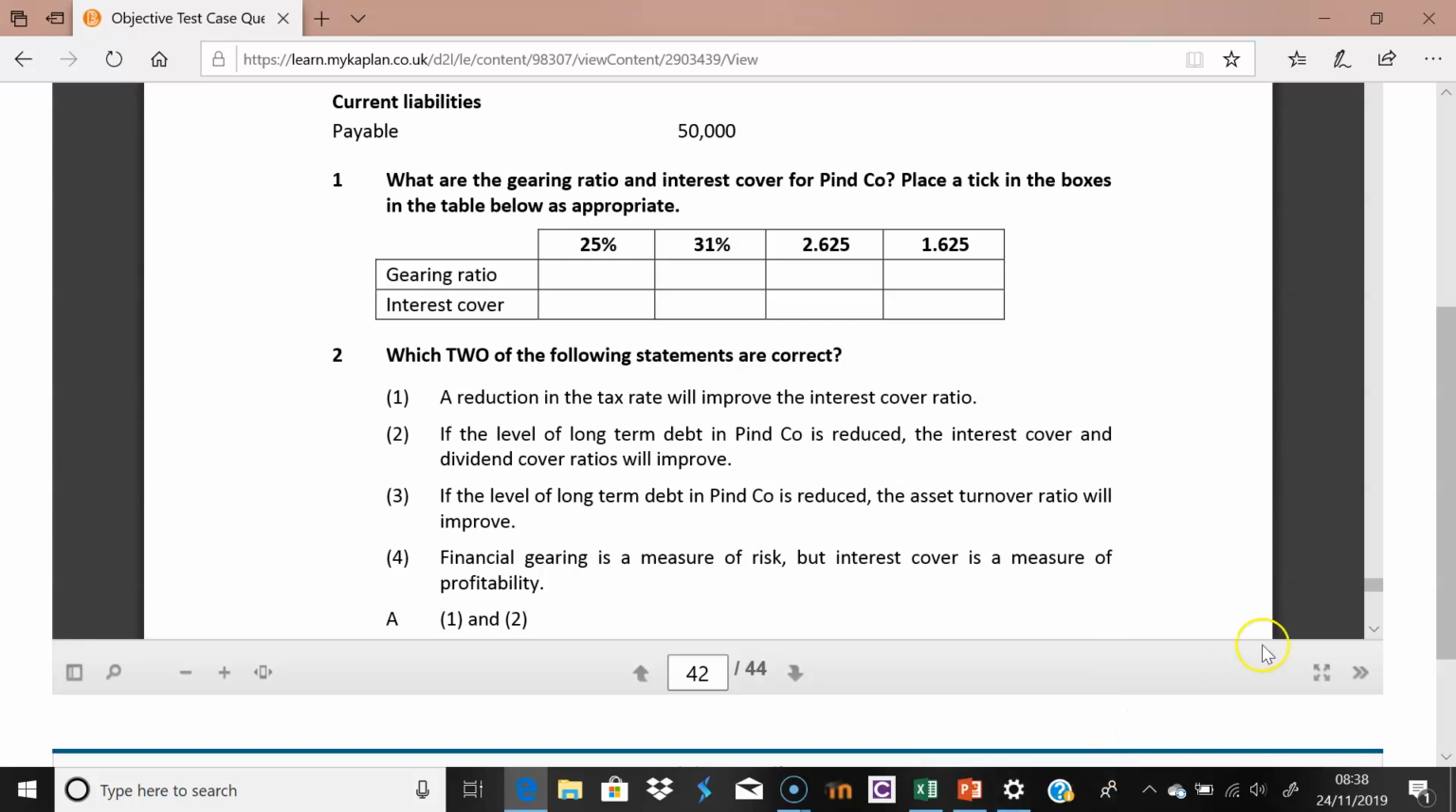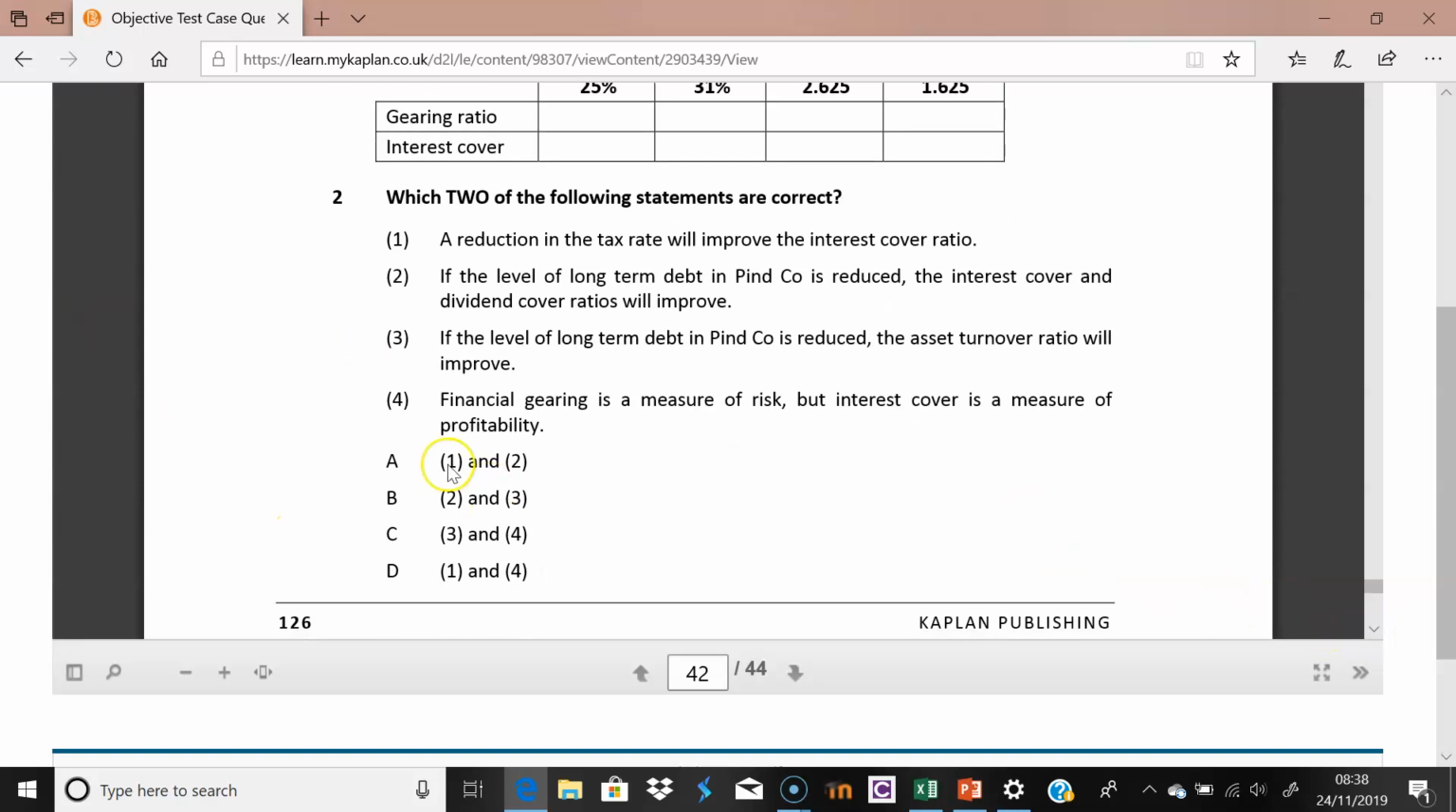So let's just look at the last one. Financial gearing is a measure of risk. True. Interest cover is a measure of profitability. No, it isn't. So this naturally takes itself out of the equation. So the answer is not 4, which knocks out C and D. 2 and 3 are definitely correct, and 1 is wrong. So it leaves us with 2 and 3 there.